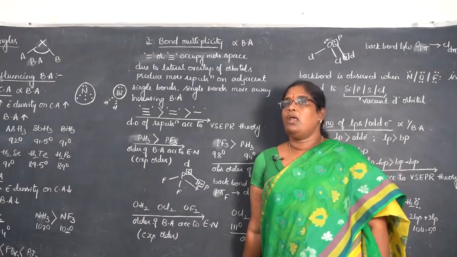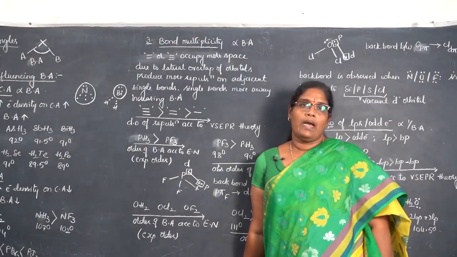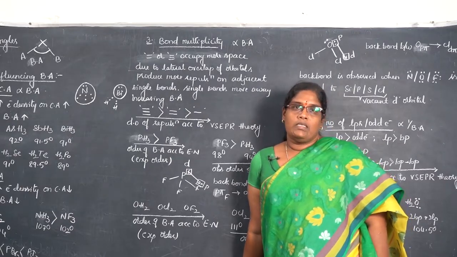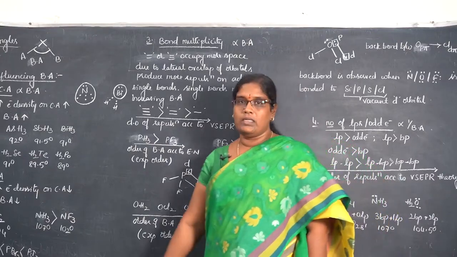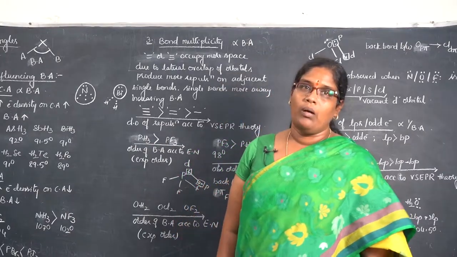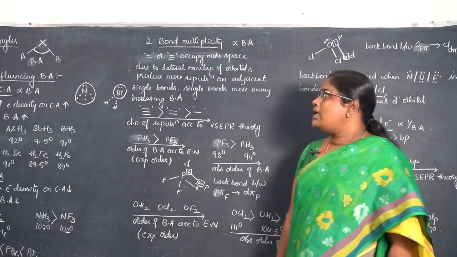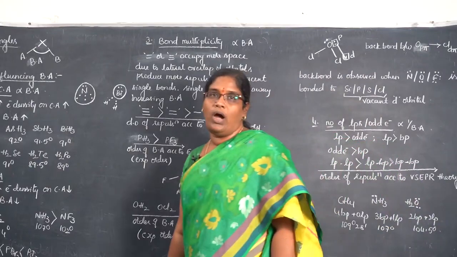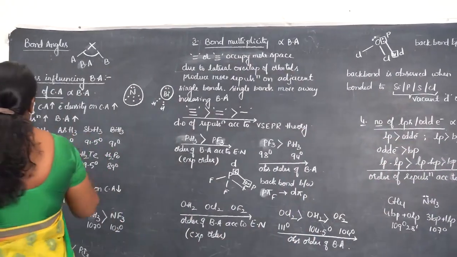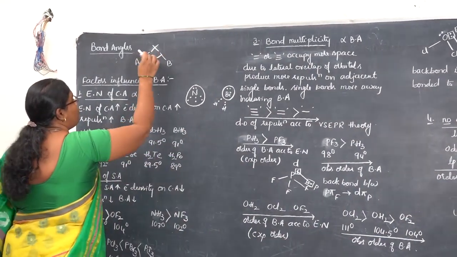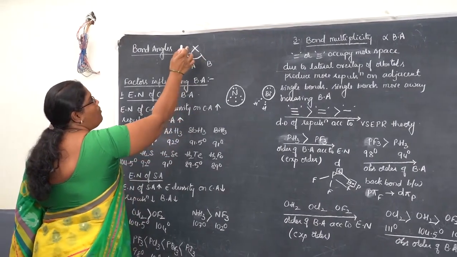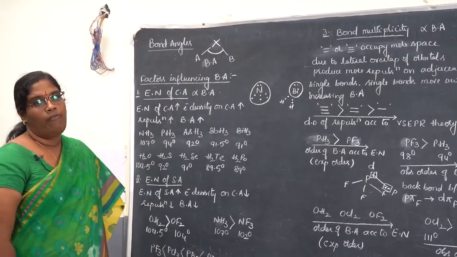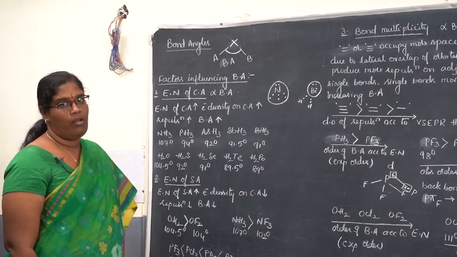Everybody. So today we are discussing one of the bond parameters, bond angle. The bond is characterized with three parameters: bond angle, bond length, and bond energy. So now let us focus on bond angle. How do we define the bond angle? Bond angle is the angle between the two adjacent bonds bonded to a single atom in a covalent molecule. We call it the bond angle.